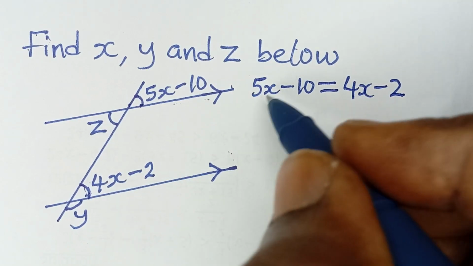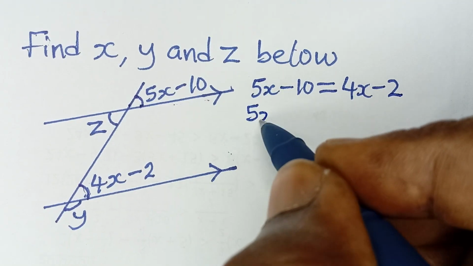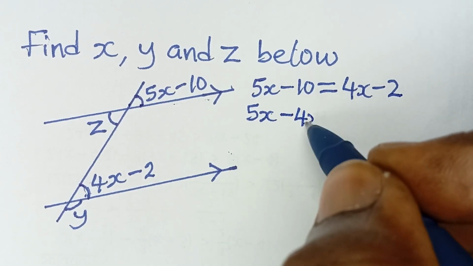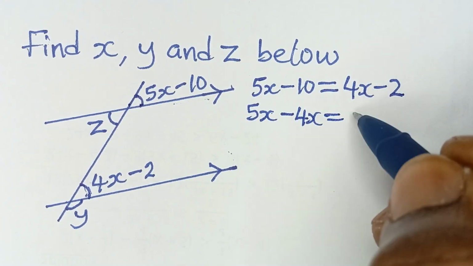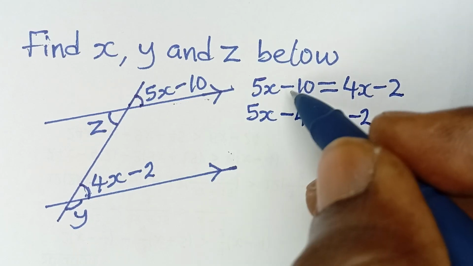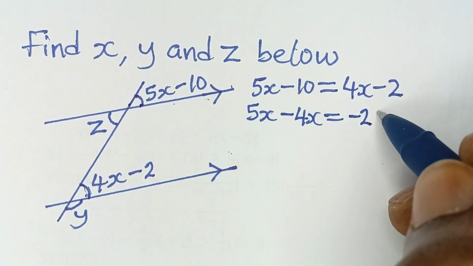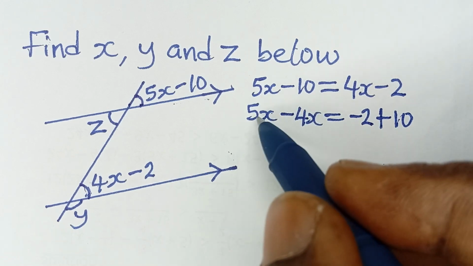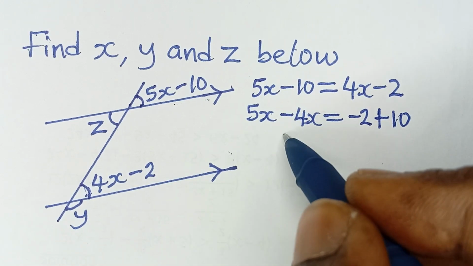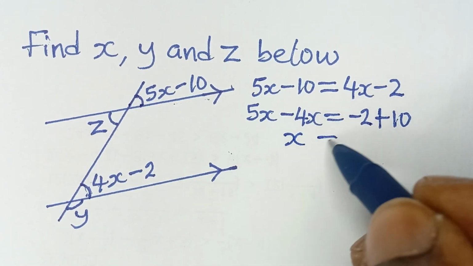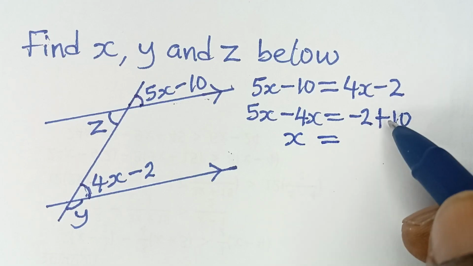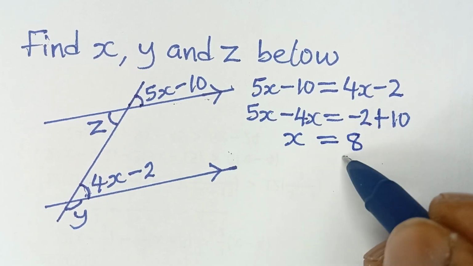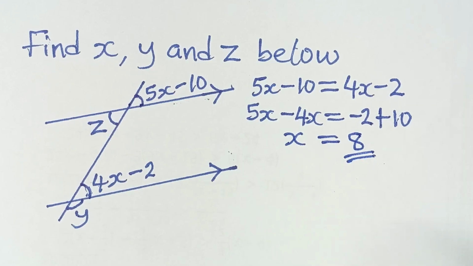So when we solve for x, we can leave this 5x here. This 4x, if it comes to this side, becomes negative 4x, and then it's equal to this negative 2 is here already. When this negative 10 comes to this side, it becomes positive 10. And so 5x minus 4x will give us x, that is 1x, and that will be equal to negative 2 plus 10 will give us 8. So that means the value of x is 8.